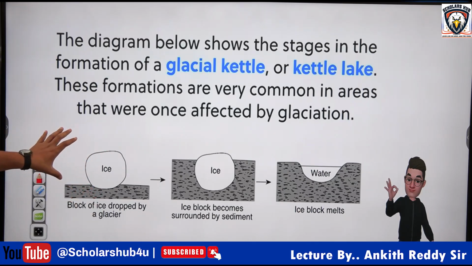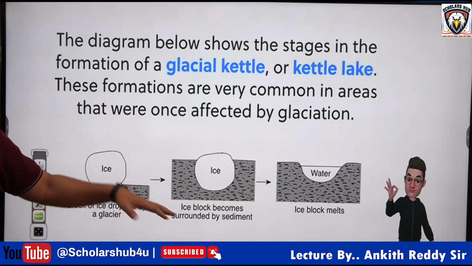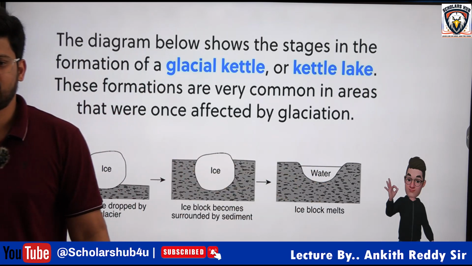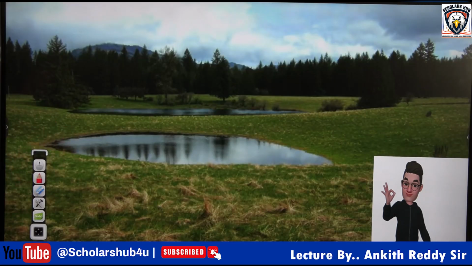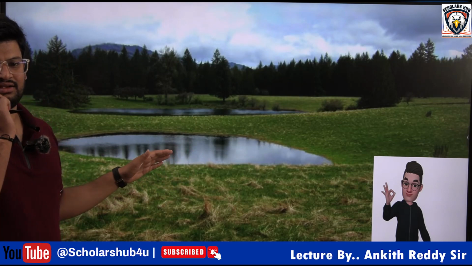అర్థమవుతుంది ఇక్కడ. So when the ice part gets separated from the main glacier, the block of ice is dropped by the glacier. So ice blocks become surrounded by the sediments, and when the ice block melts, it forms into a kettle lake. This is how kettle lake depressions are formed. This is kettle lake, and the elevated part is called kame. Depression is called kettle lake.